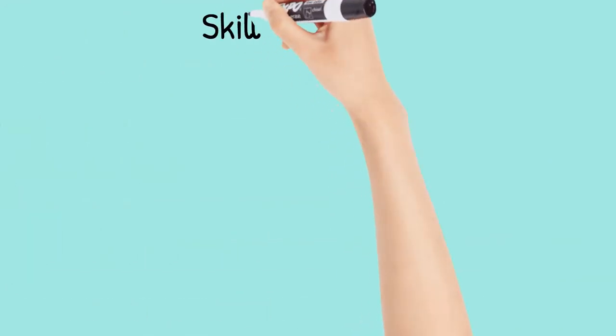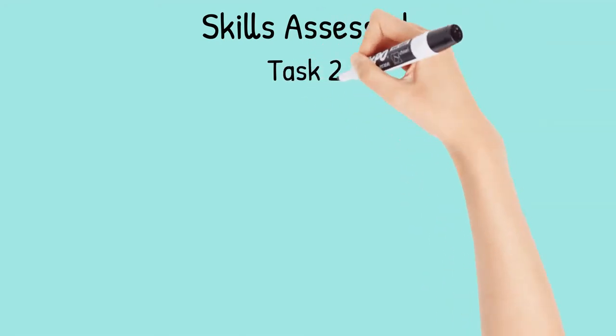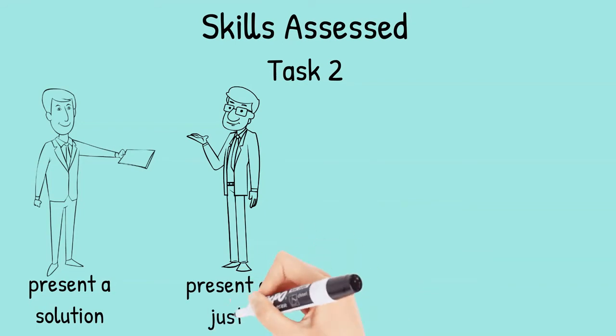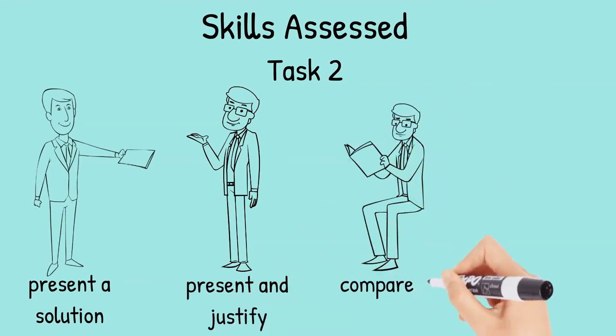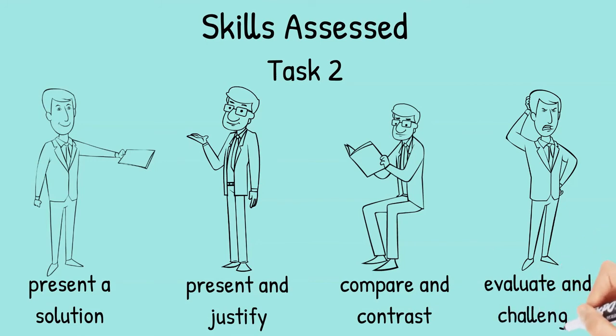For task 2, your essay will be assessed in relation to your ability to achieve one or more of the following: present a solution to a problem, present and justify an opinion, compare and contrast evidence, opinions, and implications, and evaluate and challenge ideas, evidence, or an argument.